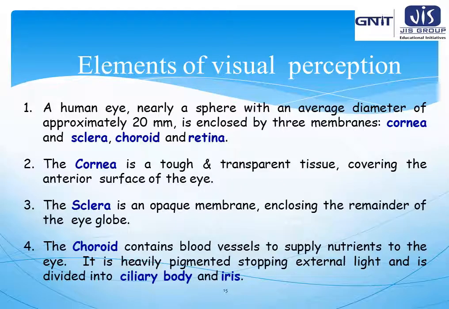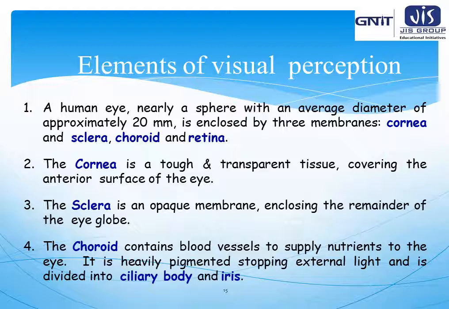Elements of visual perception. A human eye, nearly a sphere with an average diameter of approximately 20 millimeters, is enclosed by three membranes: the cornea and sclera, the choroid, and the retina. The cornea is a tough and transparent tissue covering the anterior surface of the eye. The sclera is an opaque membrane enclosing the remainder of the eye globe.